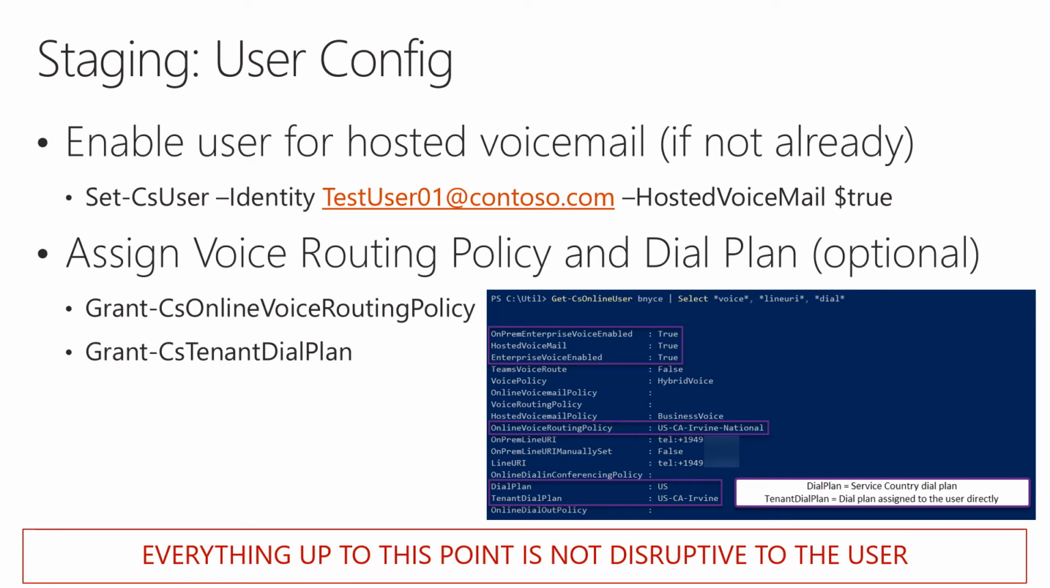Now, the next thing we can do as part of staging is to enable the user itself. By virtue of assigning the various licenses, many of these features will automatically get turned on for you, one of which should be enterprise voice enabled and hosted voicemail. Sometimes I have seen hosted voicemail not get set automatically upon assigning the license. No worries. We have a commandlet here that we can go ahead and run: Set-CsUser, the identity of the user, and then HostedVoicemail $true.